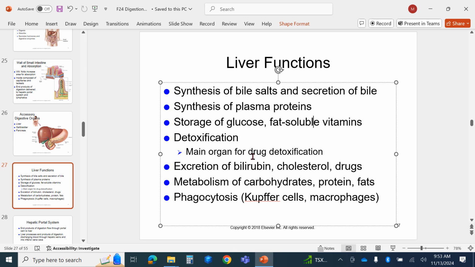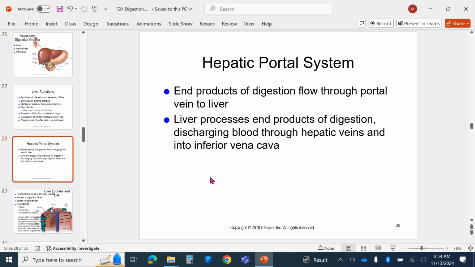Detoxification. The liver is the main organ for drug detox. Excretion of bilirubin, cholesterol, drugs, metabolism of carbohydrates, proteins, fats, phagocytosis, chomp chomp, Pac-Man. These are the Kupffer cells, macrophages as well. So the liver does a lot. It really, really does.